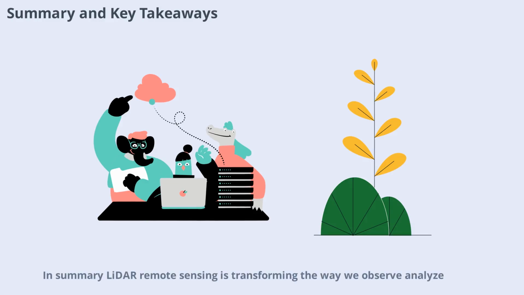Summary: LiDAR remote sensing is transforming the way we observe, analyze, and manage the Earth's surface. Its unique ability to generate accurate 3D data supports a wide range of applications, from forestry and urban planning to geoscience and disaster response. As technology advances, LiDAR will continue to play a vital role in research, industry, and environmental stewardship.